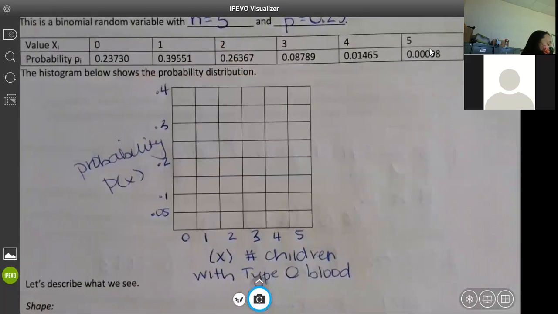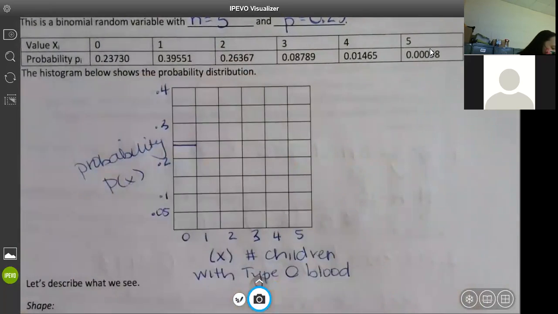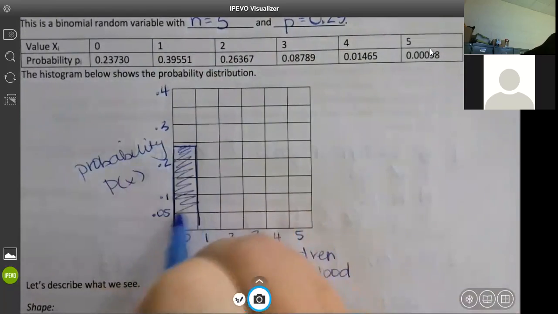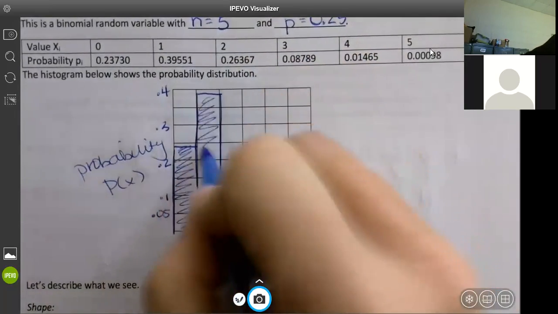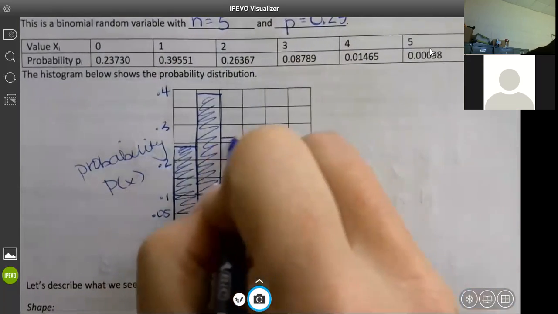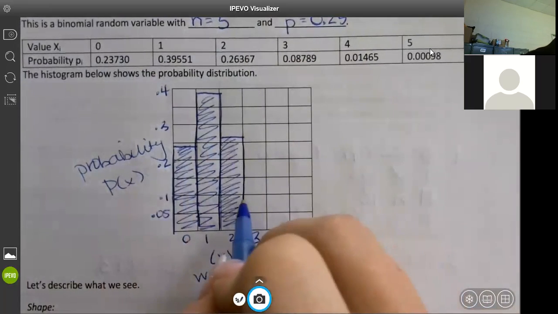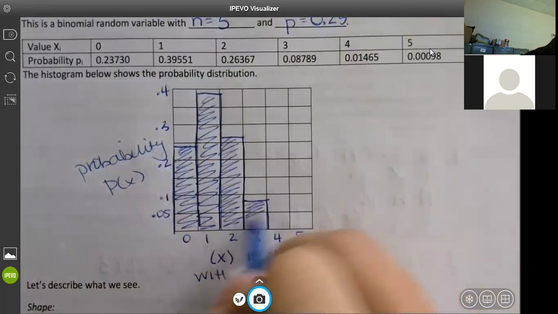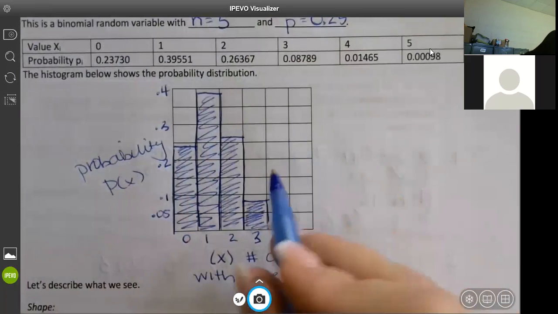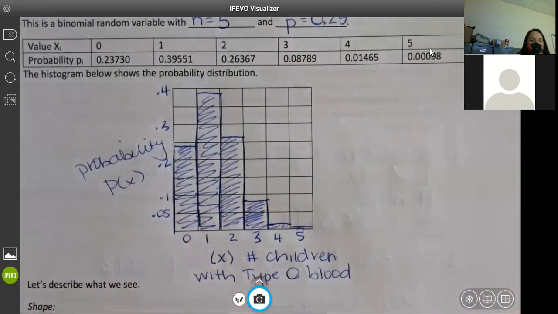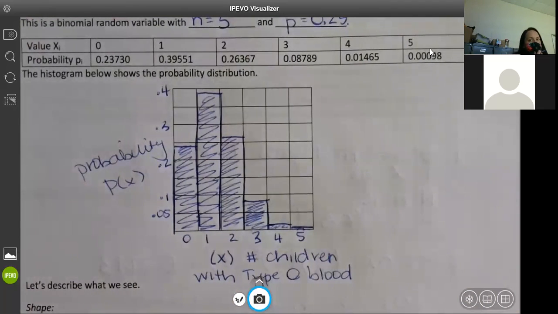So then your probabilities, the first one is 0.23, which is right at the 0.25. The next one is 0.39, which is right at 0.40. Then 0.26, right above 0.25. 0.08, which is right below 0.1. And just make sure you can distinguish between the other ones. Okay, sometimes that's just darkening that. So 0.00098. I'll give you a minute to finish that up.